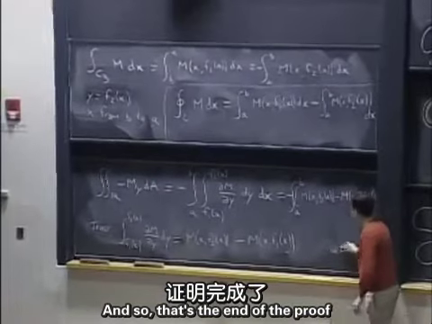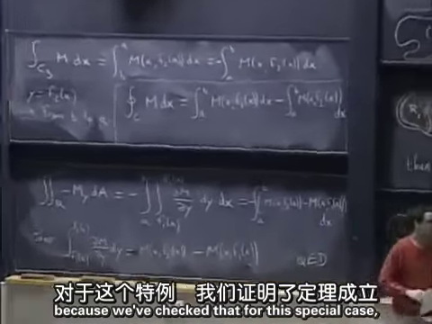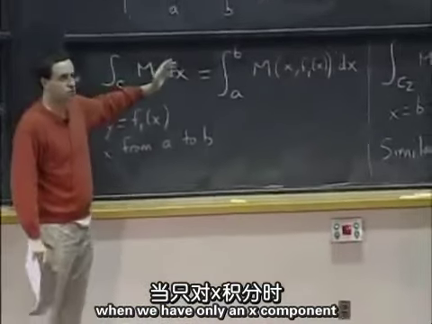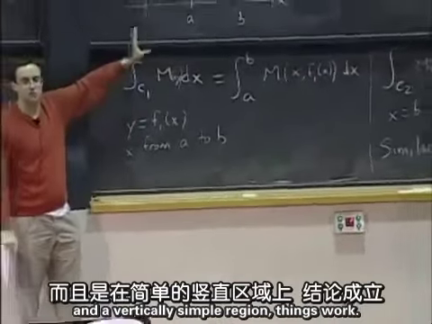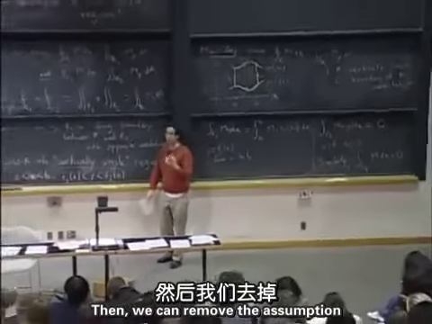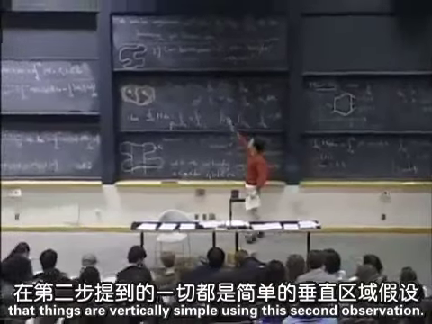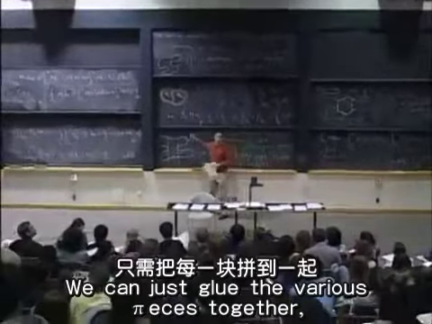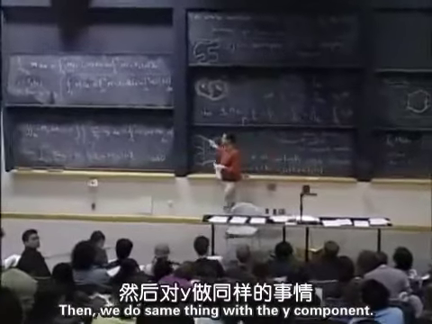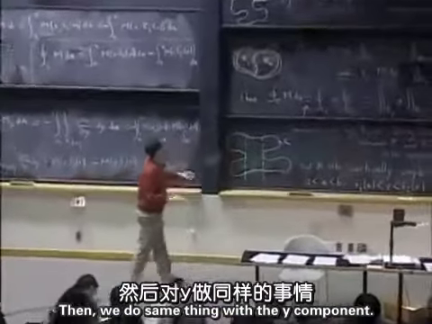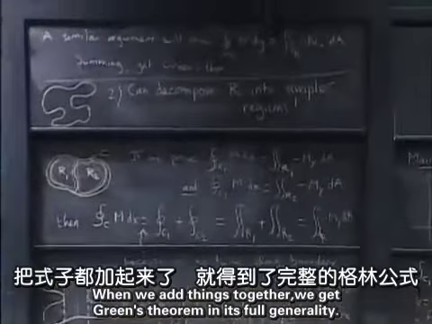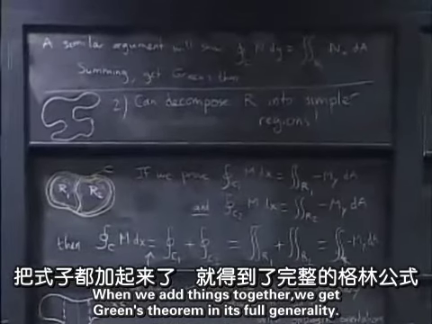So that's the end of the proof, because we've checked that for this special case when we have only an x component and a vertically simple region, things work. Then we can remove the assumption that things are vertically simple using this second observation. We can just glue the various pieces together and prove it for any region. Then we do the same thing with the y component. That's the first observation. When we add the things together, we get Green's theorem in its full generality.